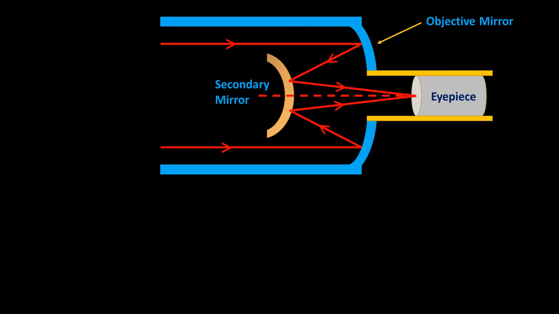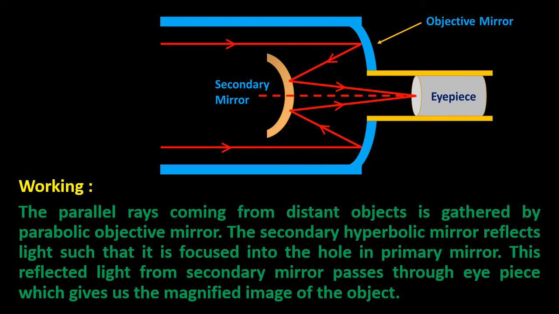After drawing the diagram, let us write the working of this kind of telescope. The parallel rays coming from the distant object are gathered by the parabolic objective mirror. So these are the parallel rays coming from the object, and they are first incident on the objective mirror. The secondary hyperbolic mirror reflects the light such that it is focused into the hole in the primary mirror. The rays reflected from the primary mirror will again be reflected by the secondary mirror, and directed towards the hole on the objective mirror.